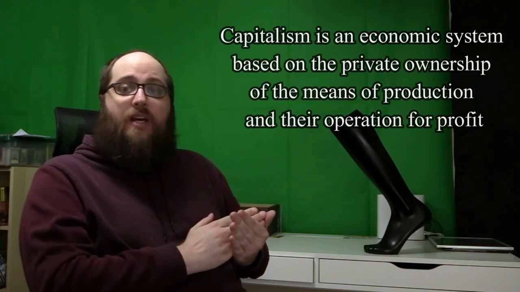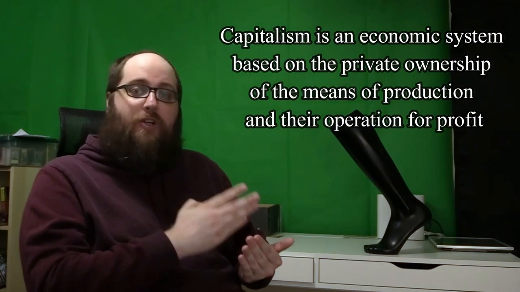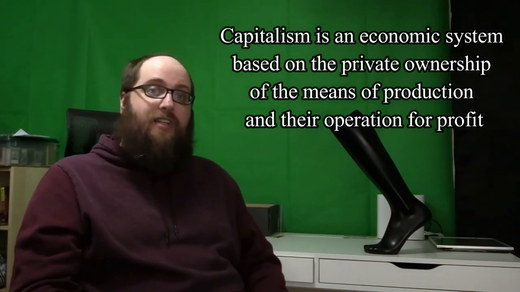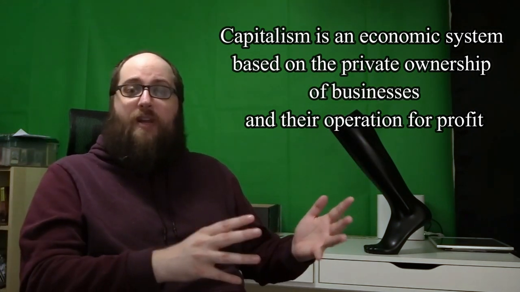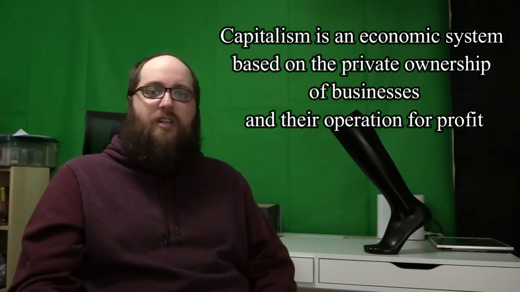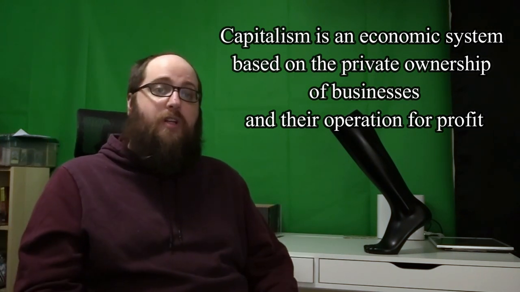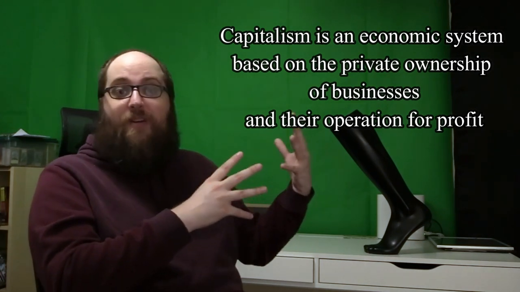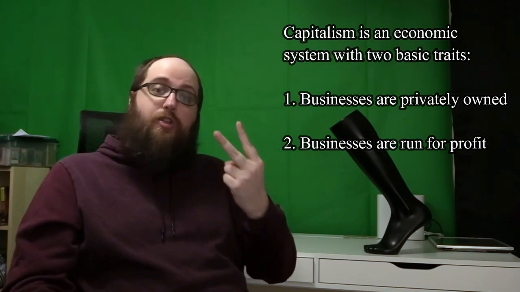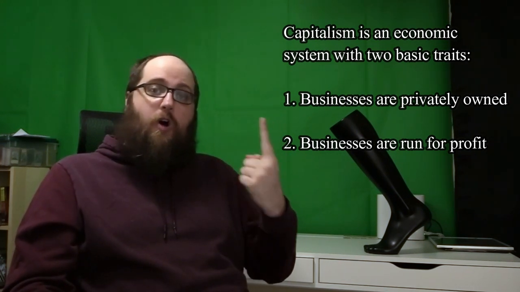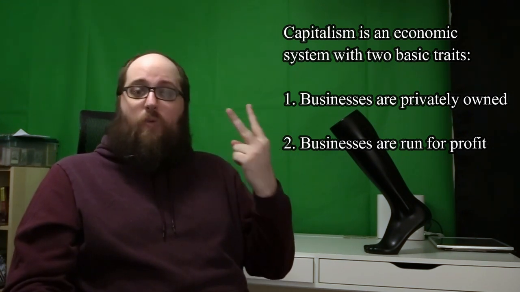Let me lay it out for you as simply as I can. The actual dictionary definition of capitalism is an economic system based on the private ownership of the means of production and their operation for profit. The means of production are essentially businesses. A shoe factory has the means to produce shoes. A farm has the means to produce food. So to reword this and make it even more simple, capitalism is an economic system that has two traits. Businesses are owned by people, and businesses are run for profit.